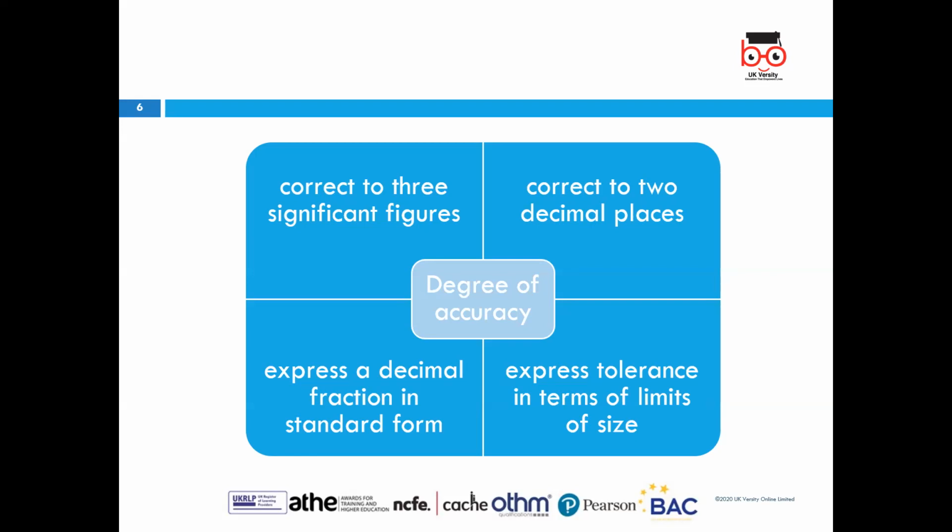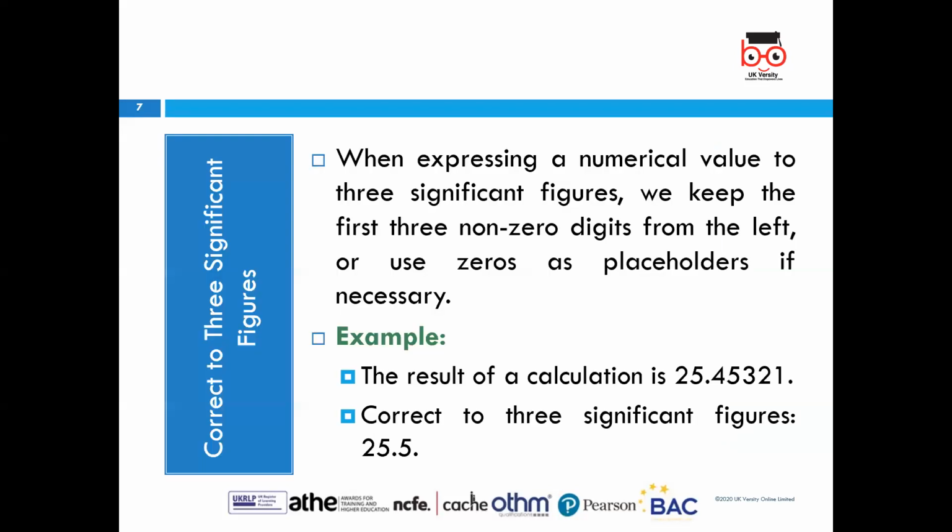Generally it is considered correct to 3 significant figures or 2 decimal places. So when it is correct to 3 significant figures, you express a decimal fraction in standard form, or you express tolerance in terms of size and limit. These are some of the characteristics that you need to keep in mind when you are working on degree of accuracy.